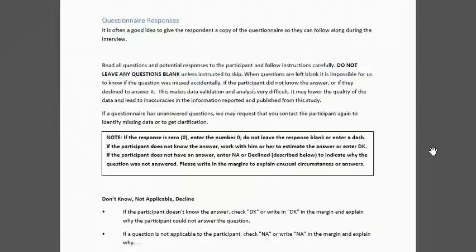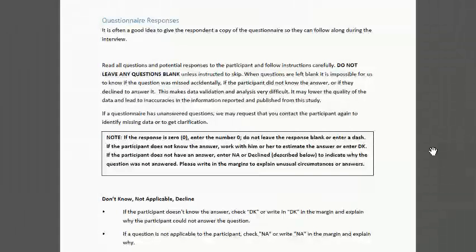Okay, so now we're on to questionnaire responses. I've already mentioned it's a good idea to have a blank copy of the questionnaire so the person can follow along. A key point for those of you that haven't done NAHMS questionnaires before is that you need to read all of the questions in their entirety, and you're to read each potential response.